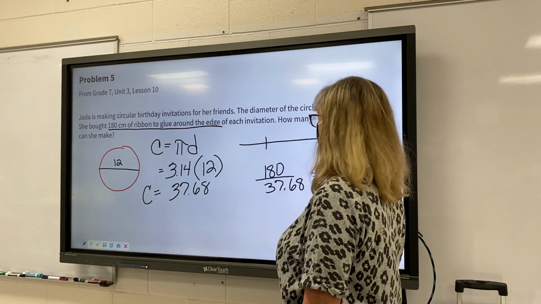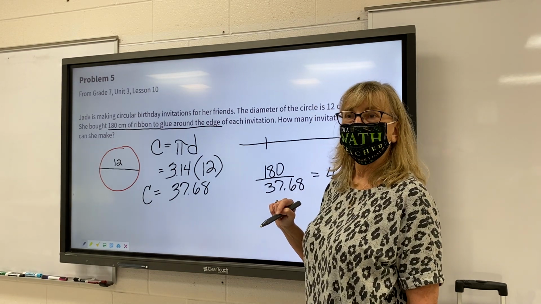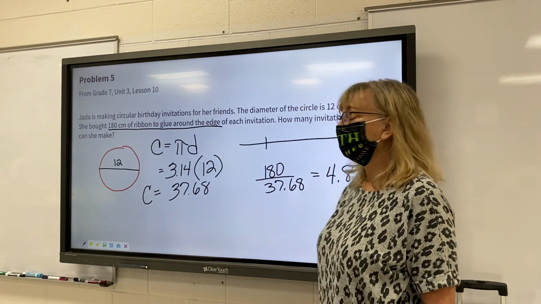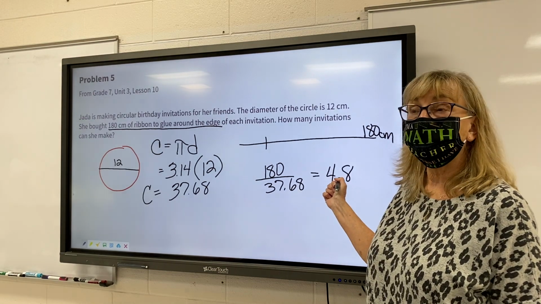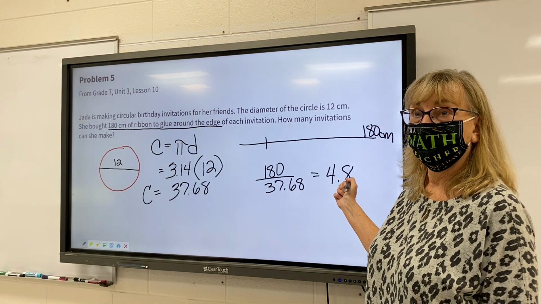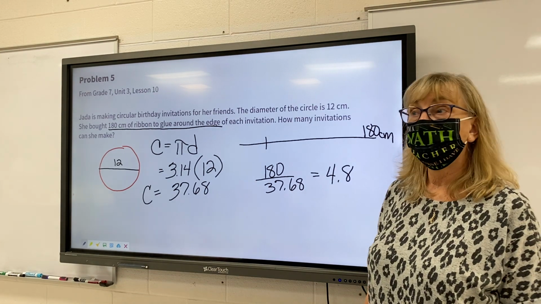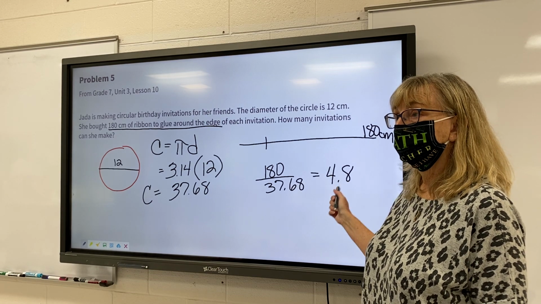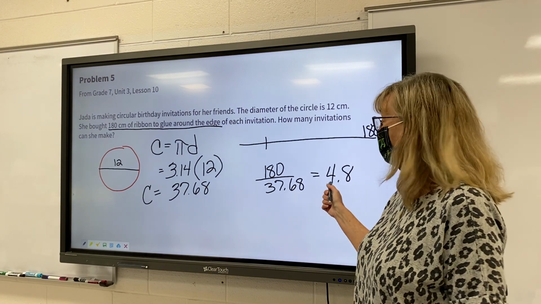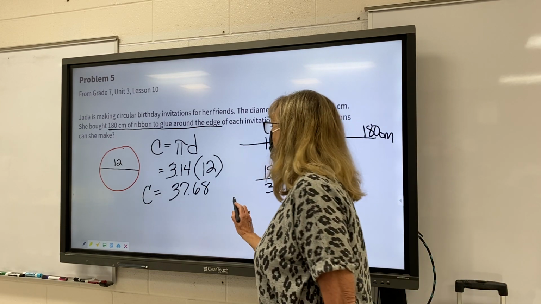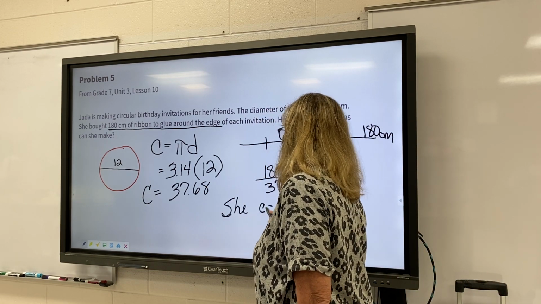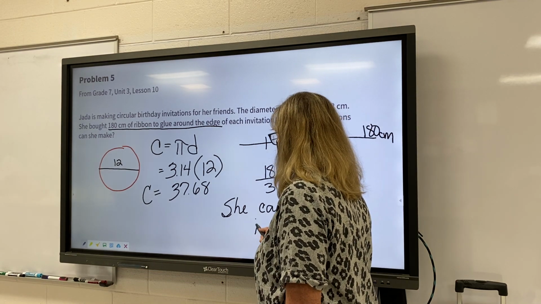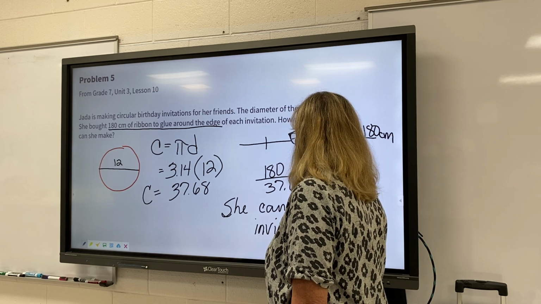Now, can we make 0.8 of an invitation? Go back to the question. How many invitations can she make? Can she make 5? Because she's not going to make part of an invitation, is she? No. She only has 0.8. That's not a whole invitation, is it? So how many invitations can she make? 4. So she can make 4 invitations. That's not a lot.